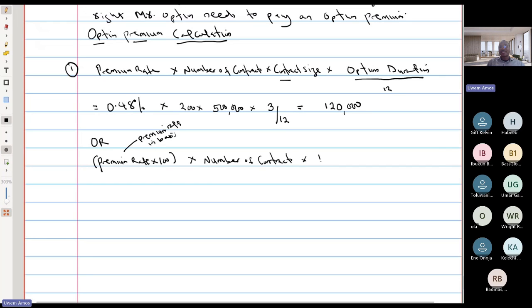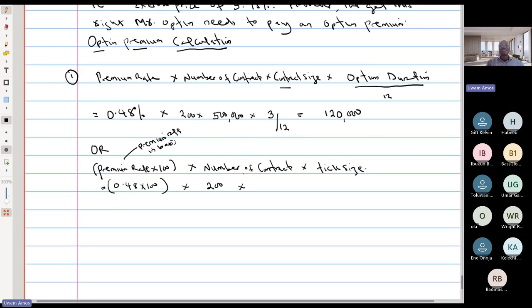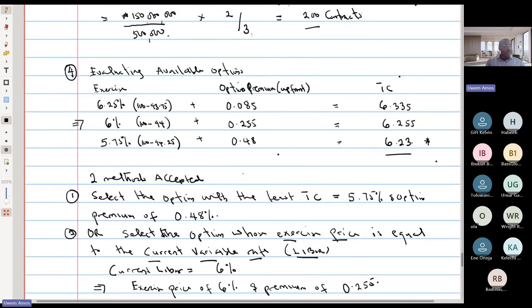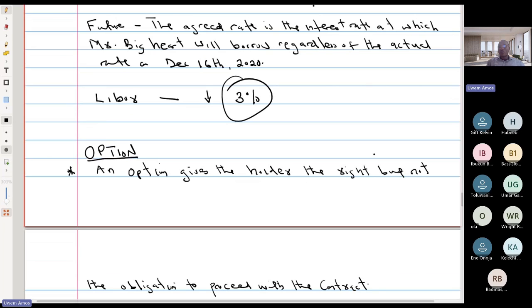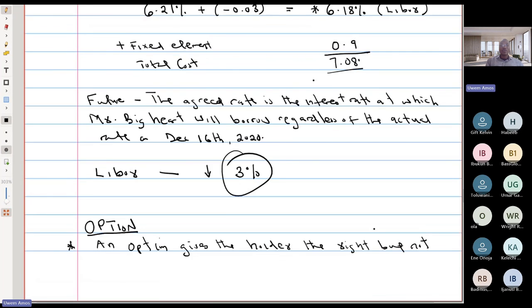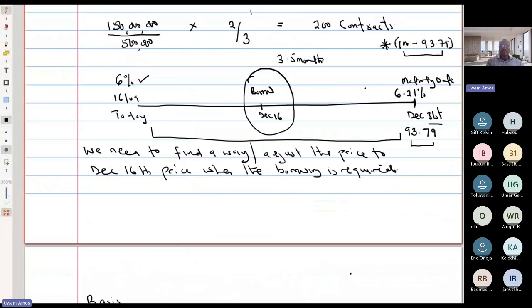Multiplied by our tick size. We have our tick size given to us in the question. So our premium rate is 0.48 multiplied by 100. Whatever the answer is, we multiply by the number of contracts, which is 200. Whatever the answer is, multiply by our tick size. So let's get right back to our question to see what our tick size is.